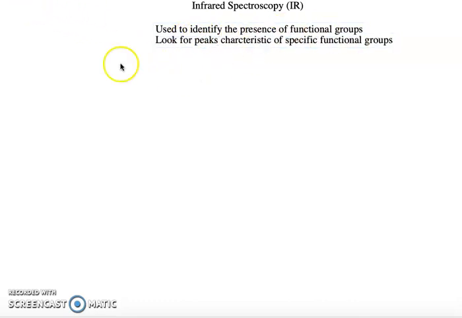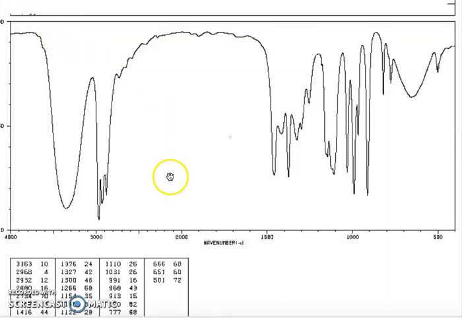In organic chemistry, it's primarily used to identify the presence of functional groups. What we do is we look for peaks characteristic of specific functional groups. And I want to look at some examples of that and show you what I'm referring to. We're going to start with some of the most common ones and look at some that are a little less common. I want to start first with the IR spectra of 2-butanol, which is an alcohol.